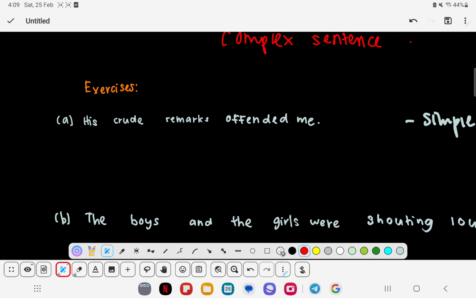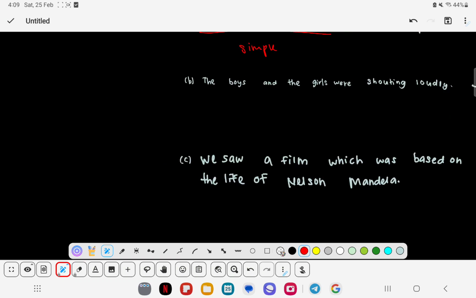His crude remarks offended me. Okay, it means that is a simple sentence, because it can complete one sentence. How about this sentence? The boys and the girls were shouting loudly. It's basically a very simple sentence. Make sure you write simple sentences.